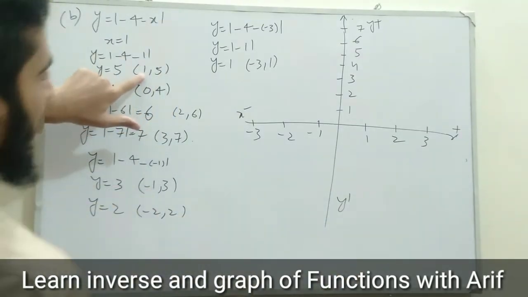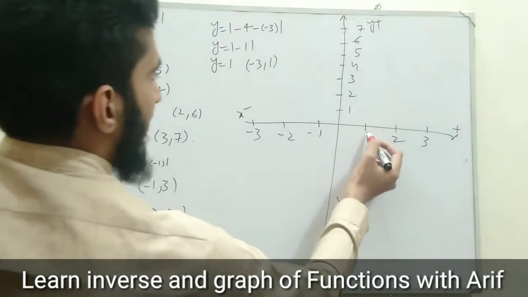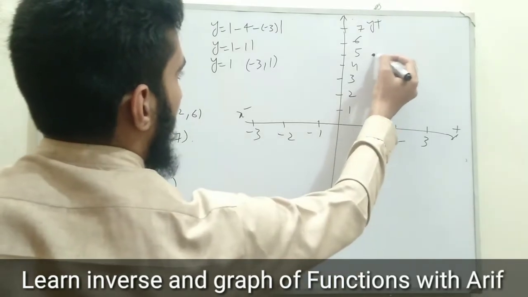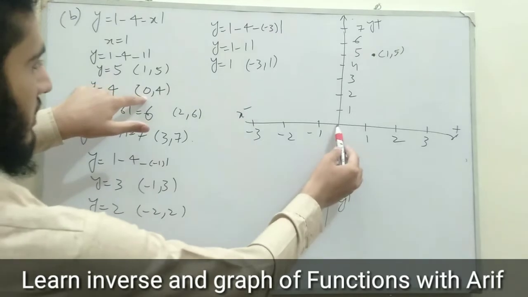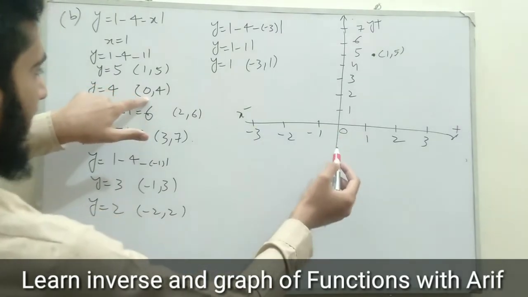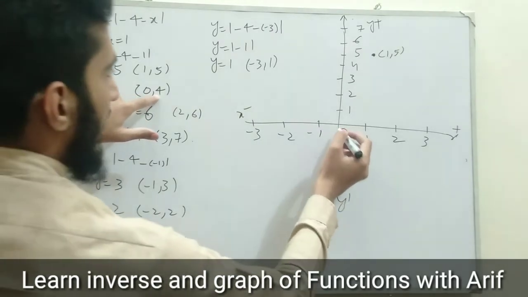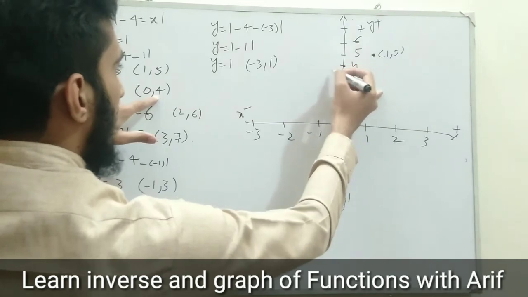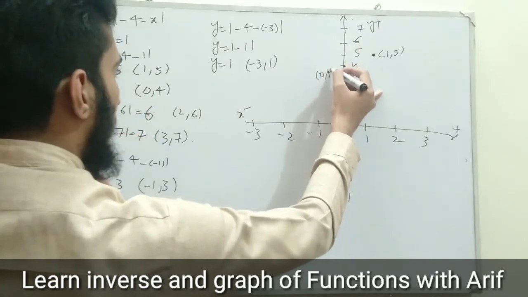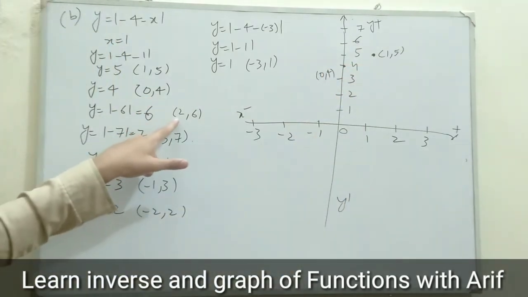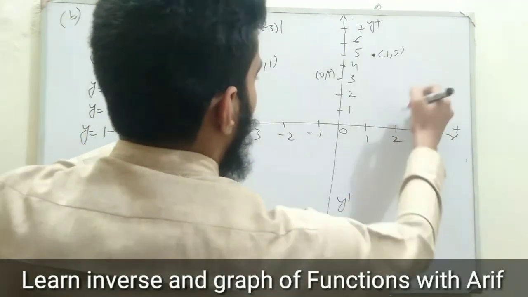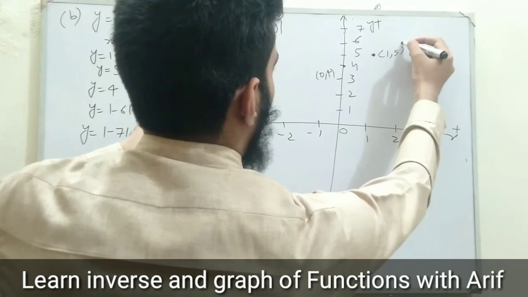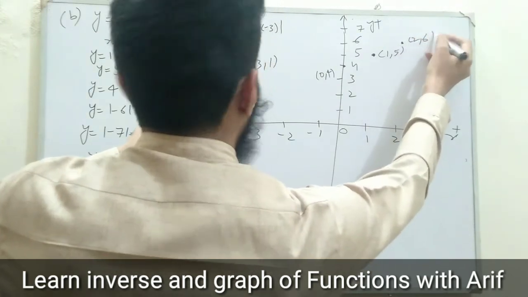So when x is equal to 1, the y value is 5, so it means that the point will be over here, 1 and 5. When the x is 0, let's suppose this is the origin, 0, the value of y will be 4, so it means that the point will be over here, 0 and 4. After this, if x is 2, then the y will be 6. So let's suppose this is 2 and the y is equal to 6, so the point will be over here, 2 and 6.